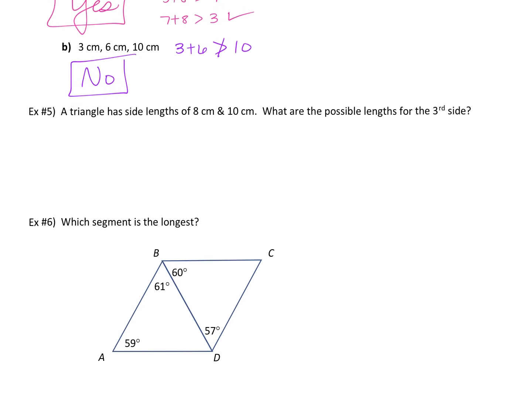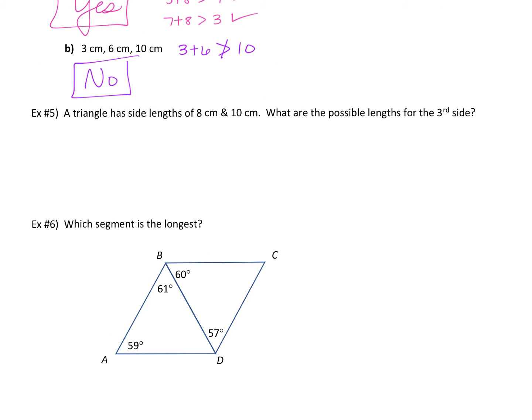Okay, so this uses that idea, but now they only give us 2 of the sides and they don't give us the third side. But what it says is a triangle has side lengths of 8 and 10. What are the possible lengths for your third side? Any thoughts on how you could maybe figure that out? John?